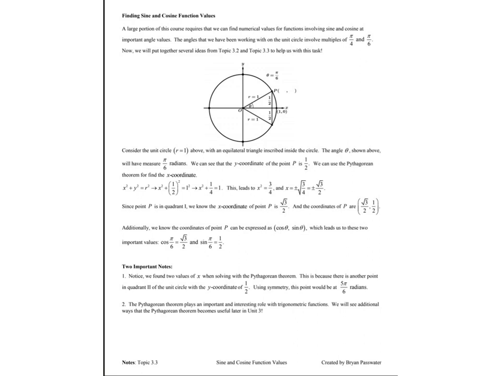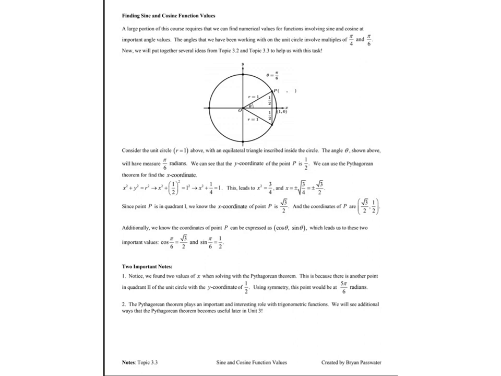Okay, so we're just going to read along and kind of understand what's happening here. I told you, where in other resources I feel like we skimmed, this is really in-depth, and it makes a whole lot of sense. It says a large portion of this course requires that we can find numerical values for the functions involving sine and cosine at important angle values. The angles we've been working with on the unit circle involve multiples of pi over 4, pi over 6, and then we're also going to add pi over 3.